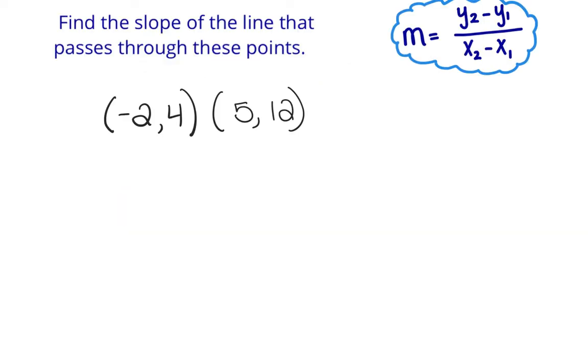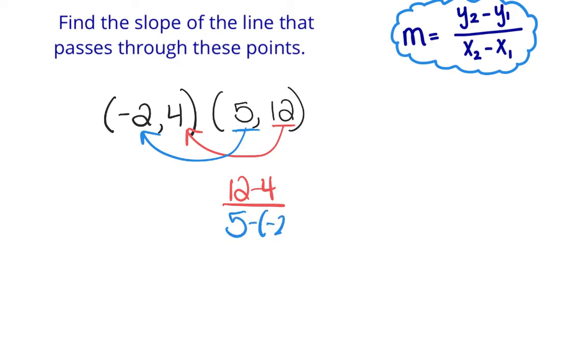All right, let's try another one, this time without a graph. Find the slope of the line that passes through (-2, 4) and (5, 12). I'm going to start over here with my 12, and I'm going to do 12 minus 4. And then I'm going to subtract my x values and do 5 minus -2. And let's see what we get.